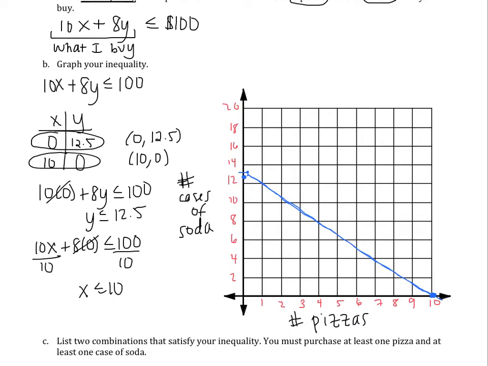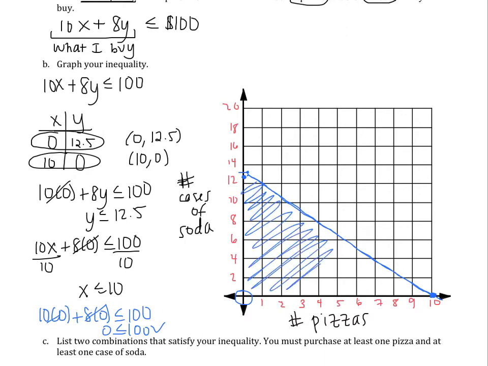Okay, now this is an inequality, so I am going to have to do some shading also. Remember, I normally plug in that point 0, 0. When I do that, I get 10 times 0 plus 8 times 0 is less than or equal to 100. Those are both just 0. So I get 0 is less than or equal to 100. That is certainly true. So I'm going to shade on the side that has 0, 0. So here's all my shading.